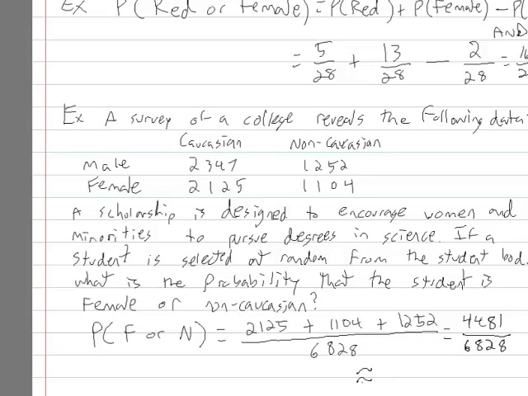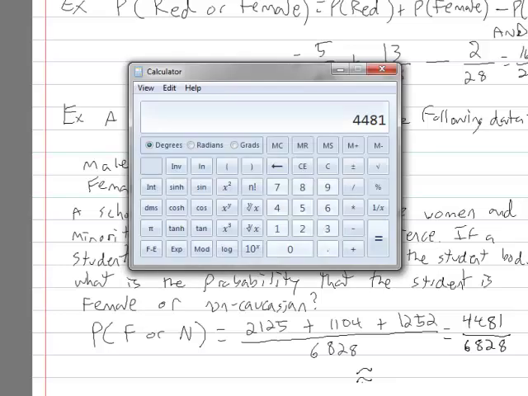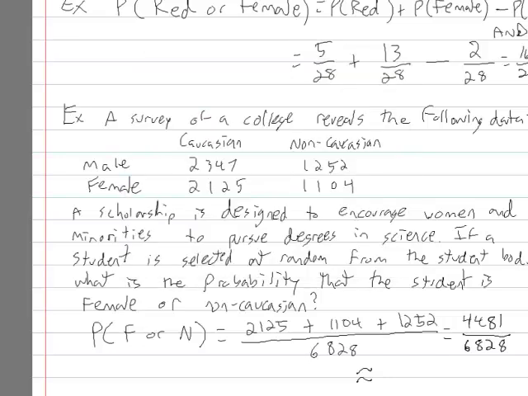So we'll get back to our calculator. We'll say, okay, 4481 divided by 6828 is 0.656, approximately. So, if I selected a random student from the entire student body, the probability that that student would be eligible for this scholarship that's for women and minorities is 0.656 approximately.